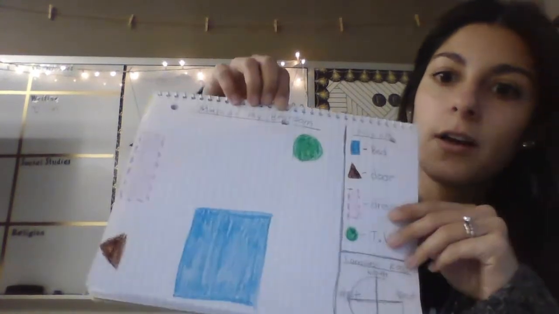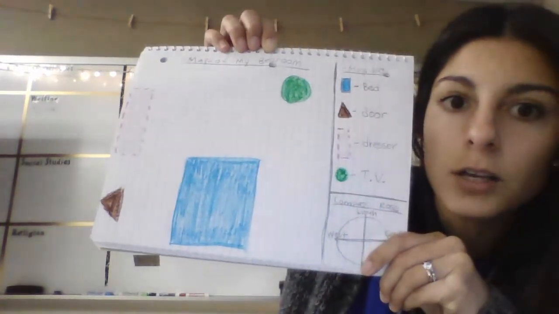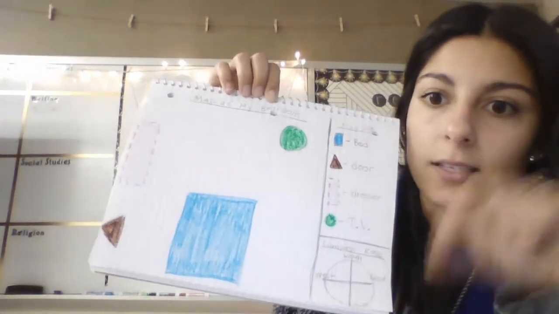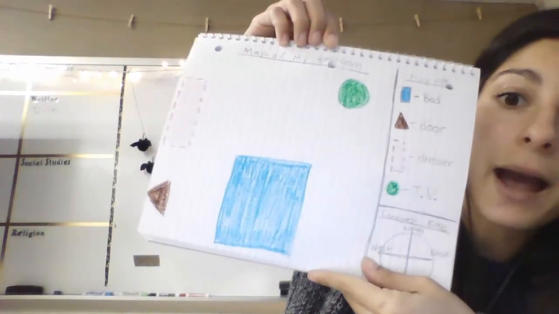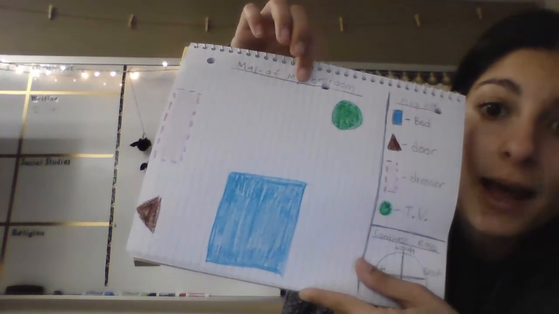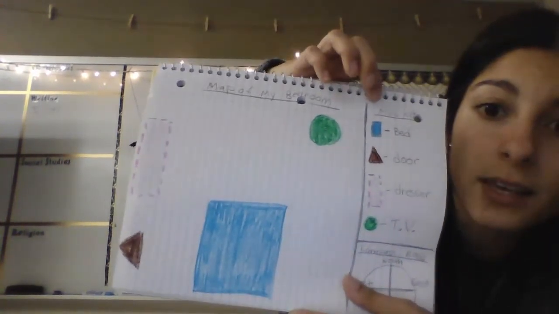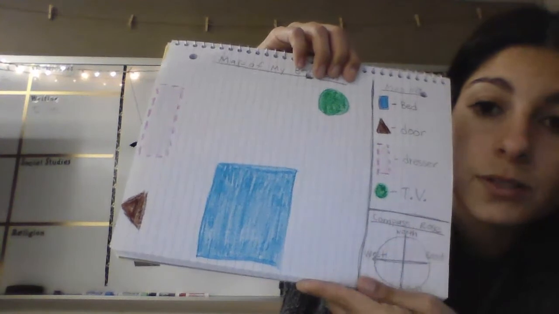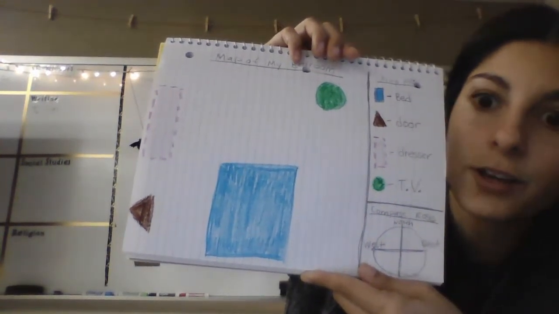When you are done drawing this, you're going to go ahead and go on to Seesaw. You're going to click Add Response and take a picture of your map. Make sure that you have all three things. You have your map, you have your map key, and you have your compass rose. Those are the three things Miss Smith and I are looking for.